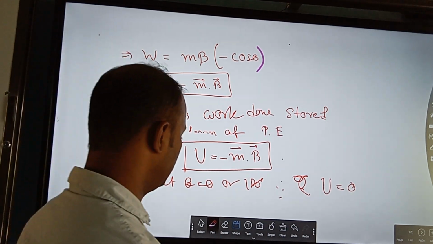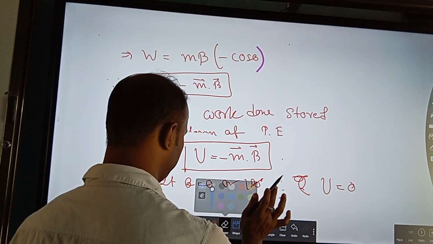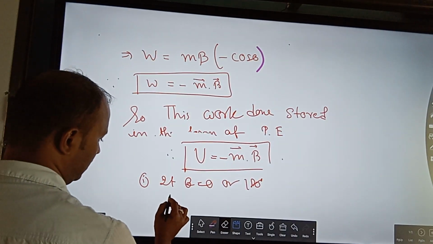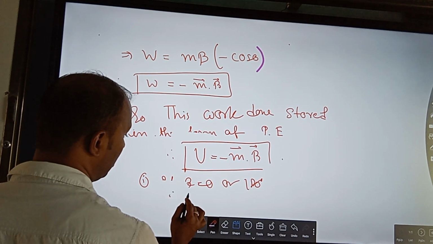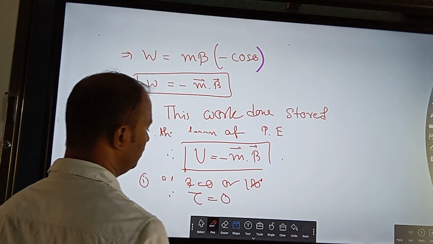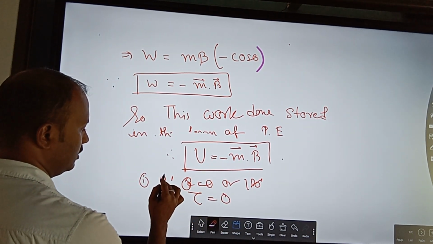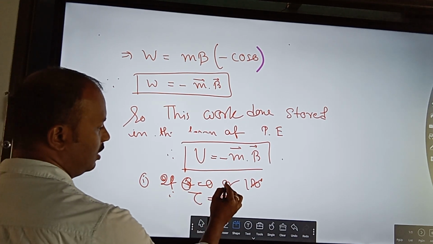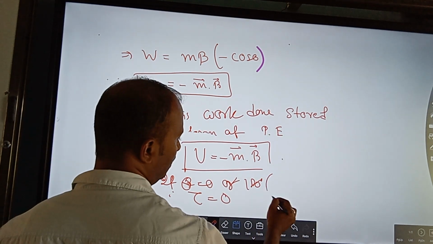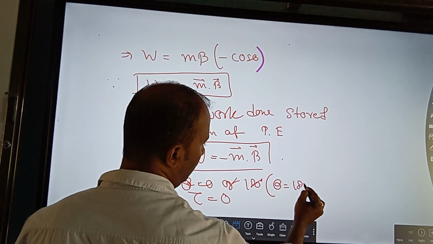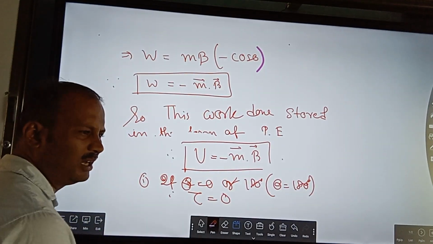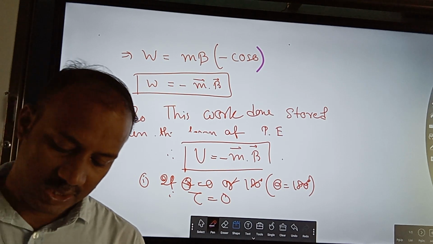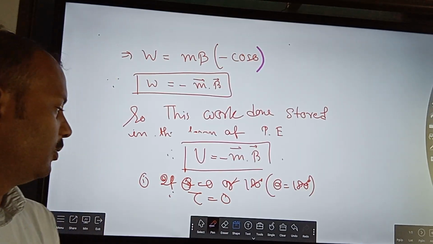One thing, sorry. When theta equals 0, therefore tau equals 0. So if theta equals 0 or theta equals 180 degree, then definitely the torque will be 0. So this is our required expression.